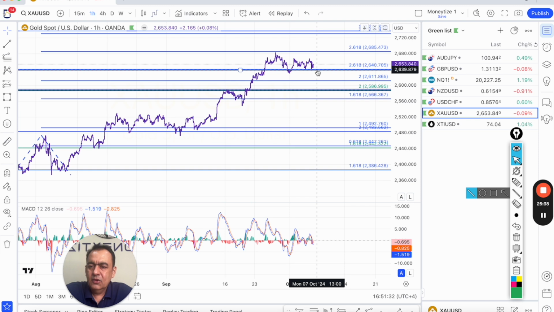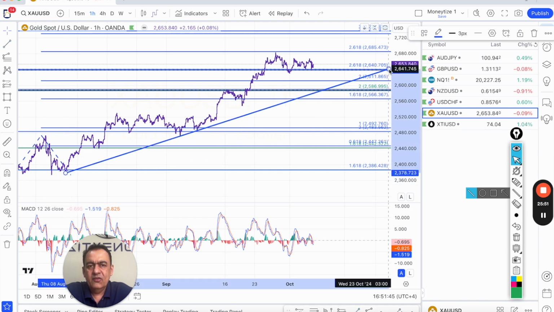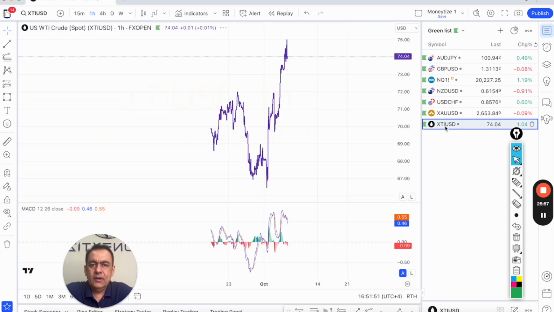and the invalidation of this bullish pattern would be a break below 2640. If it breaks 2640, then we'll look for 2611 followed by 2586, which I don't think is going to happen because the trend remains ultra bullish. And finally, I'm going to cover crude oil.